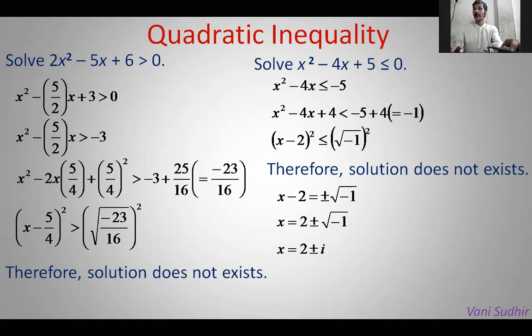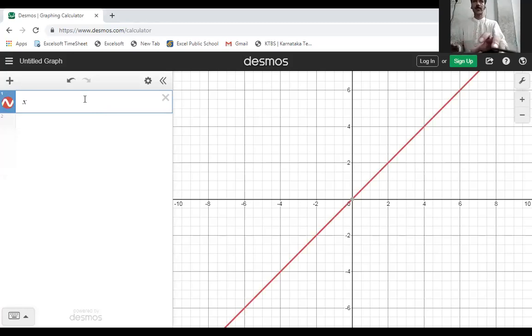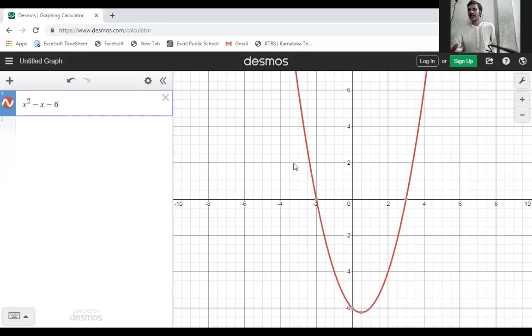Next, what we will do, we'll solve using technology. Whether we are getting the correct answers or not, we'll see. Okay, I will use the Desmos graphing calculator. First equation, what we have solved, tell me. x square, I'll type. x square minus x minus 6. See, a quadratic equation is a parabola.